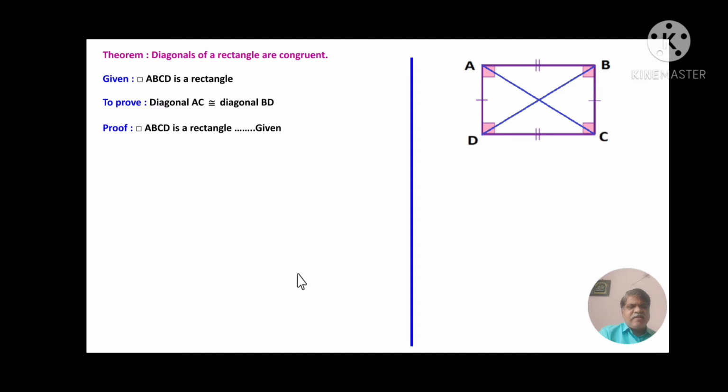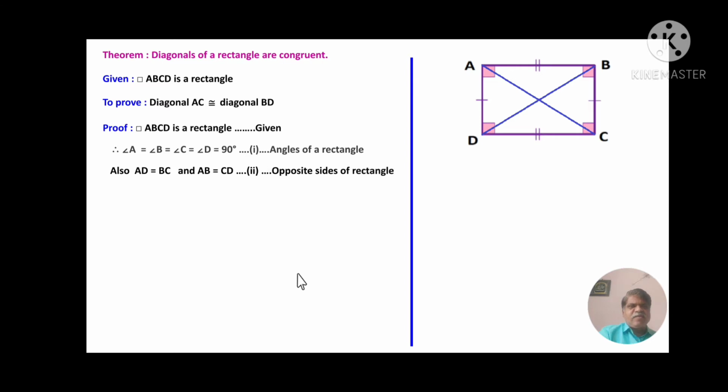Quadrilateral ABCD is a rectangle. It is given. Angle A is congruent with angle B, is equal to angle C, is equal to angle D, is equal to 90 degrees. Means each angle is a right angle, since these are the angles of a rectangle. Also, AD is equal to BC and AB is equal to CD. These are the opposite sides of a rectangle which are equal in measure.